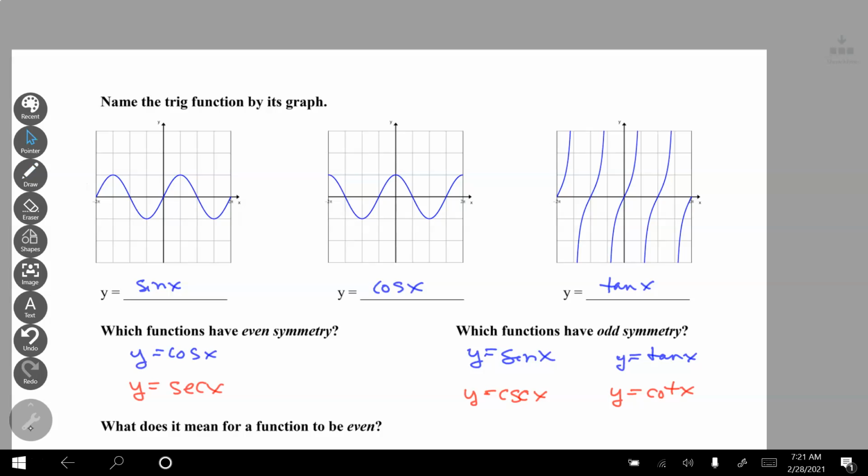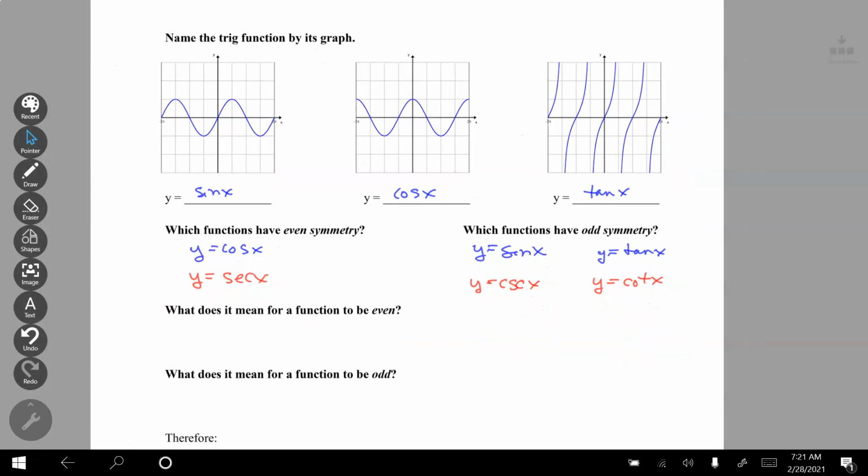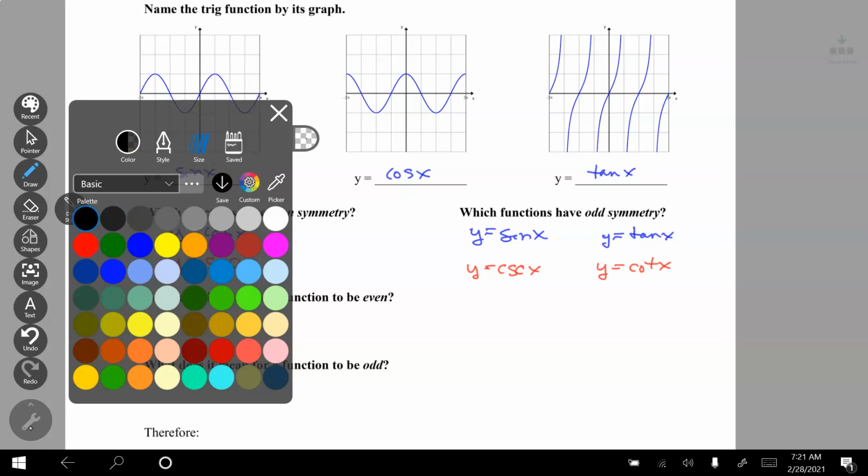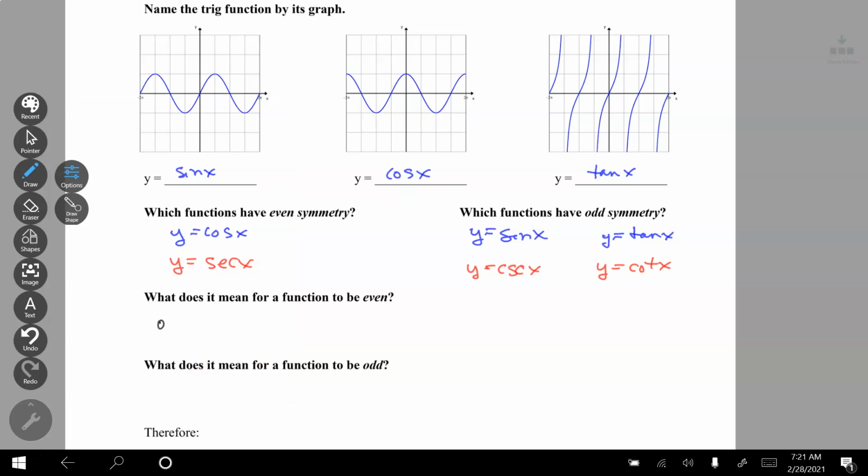So what does it mean to be even? What does it mean to be odd? Well, we talked about even means when I use opposite x values, I get the same y values. So if you look right here and right here, these are opposite x values. So f of negative x is equal to f of positive x. Opposite x's are getting the same y's.